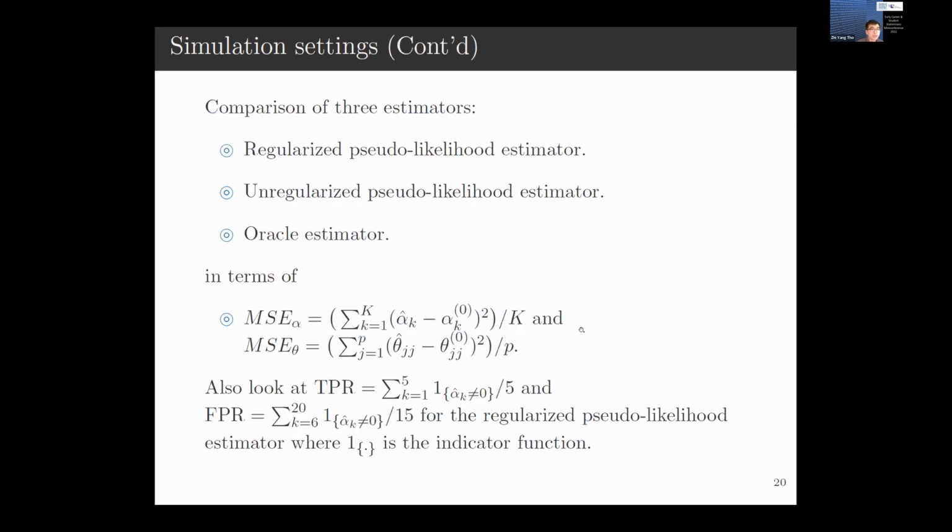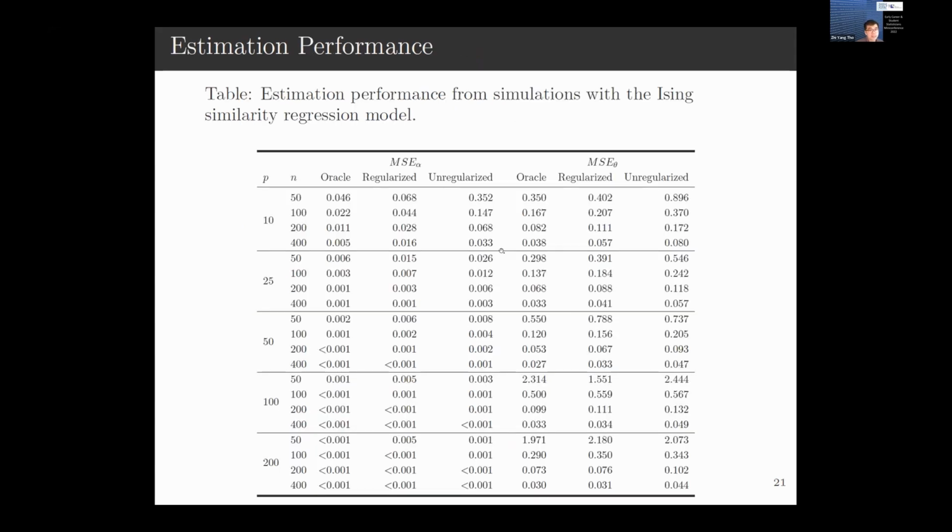We compare 3 estimators: the regularized and the unregularized estimator, and also the Oracle estimator. The Oracle estimator here is the estimator that has the additional information of knowing exactly which alphas, or which WKs, are important. Okay, so theoretically it should be the best one. And this is the estimation performance.